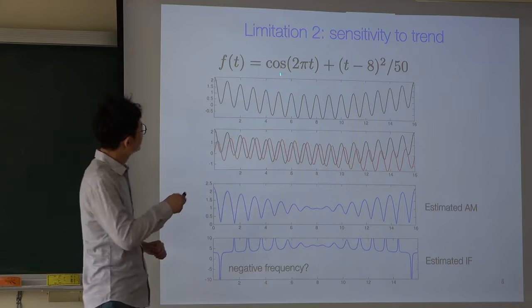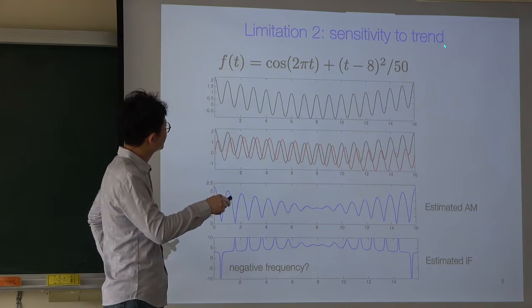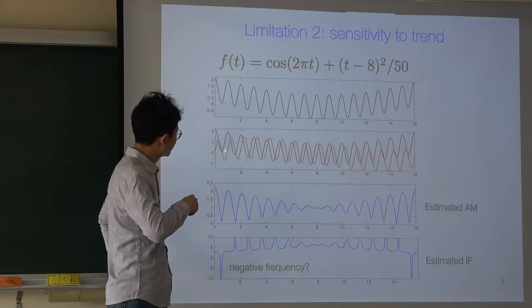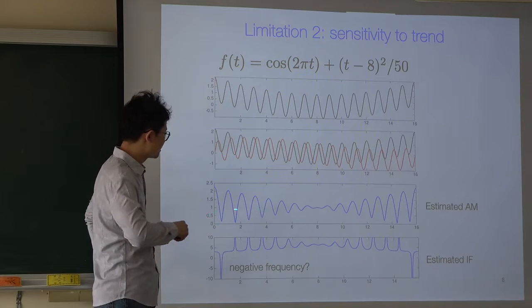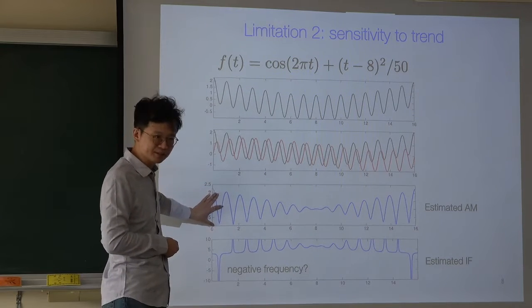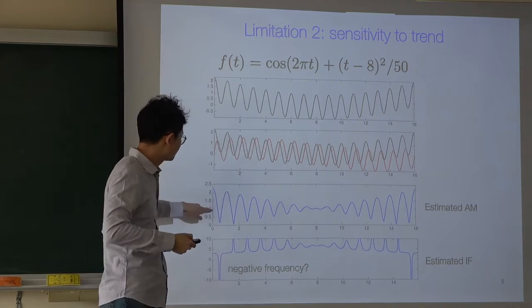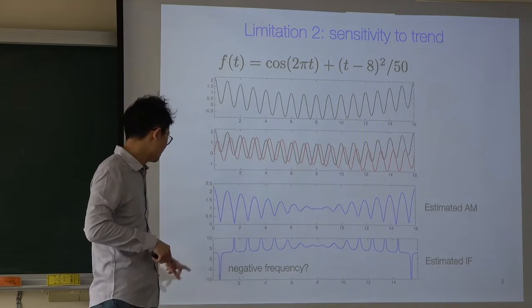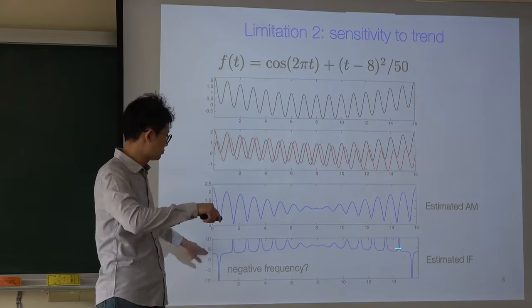For example, I give you cosine 2 pi t, but now I add a very, very slow, low frequency component, which is just like a smile curve. And this is the Hilbert transform. As you can see, there is a discrepancy. And this is the estimated amplitude, which does not make too much sense, does it? Because the main component is this one. The amplitude ideally should be constant 1, but it has some weird fluctuation behavior. And the instantaneous frequency, again, doesn't make too much sense, right?